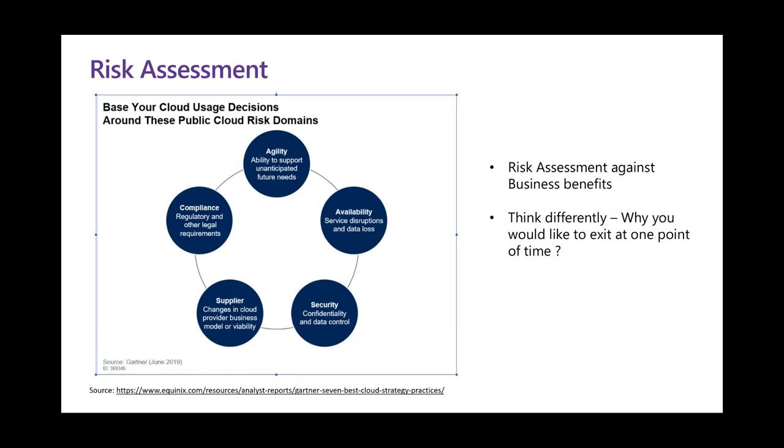So maybe I'm now working in a cloud and then I got some kind of business in some country, and then there's some regulation, for example, that mandates I cannot use the cloud during this business. So I will exit the cloud because I cannot do this business in the cloud. So I can think of it the opposite way. Then we need to do this risk assessment from the beginning on the agility, the availability, security, supplier, compliance, like the regulatory, all the legal requirements.